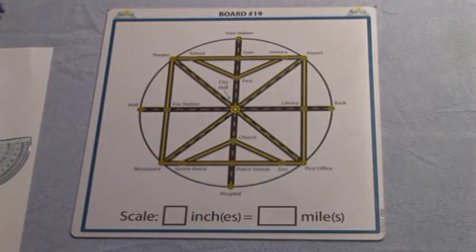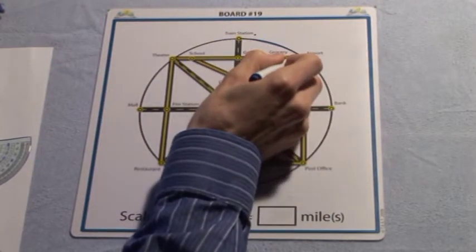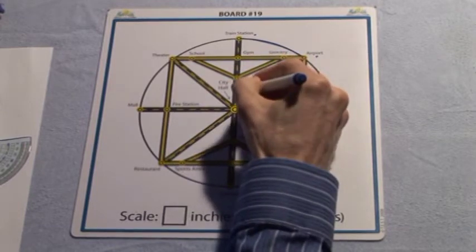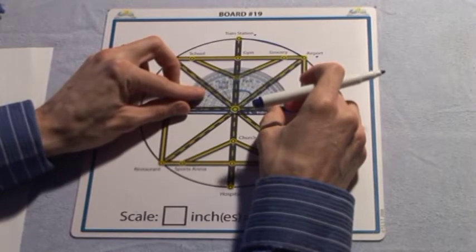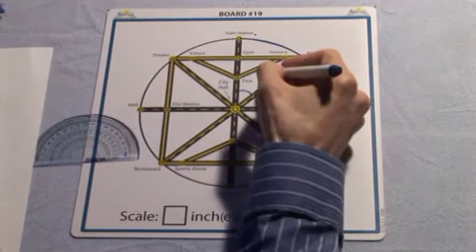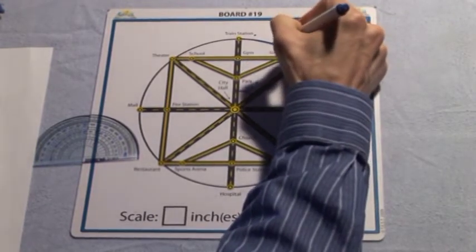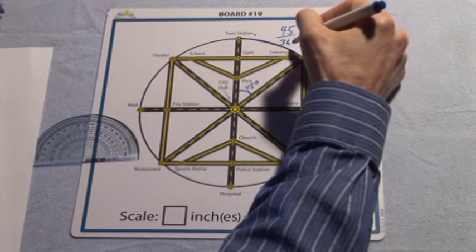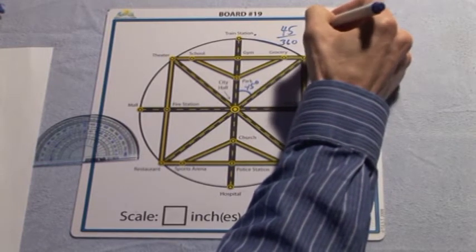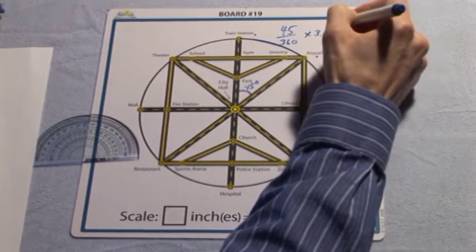We can also do the same thing if we're trying to find the shortest route between the train station and the airport. If we follow along the arc length, this becomes the central angle. And if we measure that angle, it measures at exactly 45 degrees. And we can plug that into our formula, where the central angle is 45 over 360 degrees times 3.14 times the diameter, which was 7 inches.